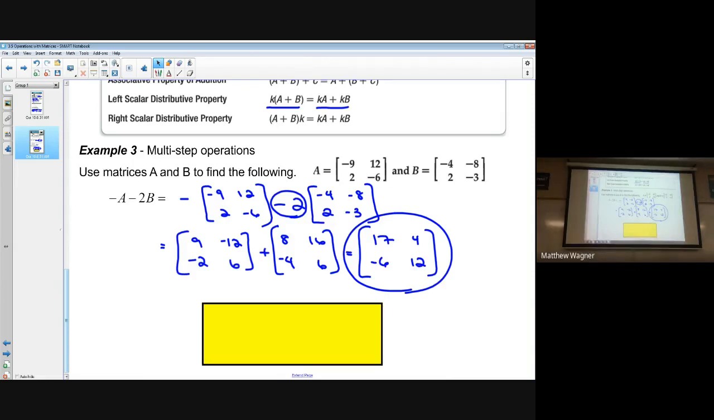Again, we're looking at adding, subtracting, and scalar multiplication today. If you have any questions, feel free to let me know. Use the discussion board, use those Google Meets, use those live feeds.